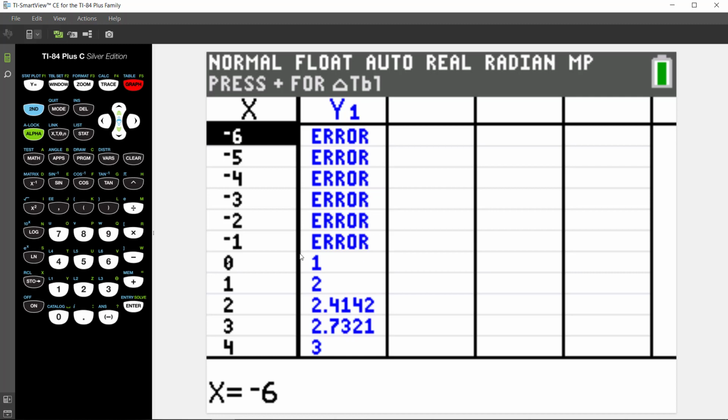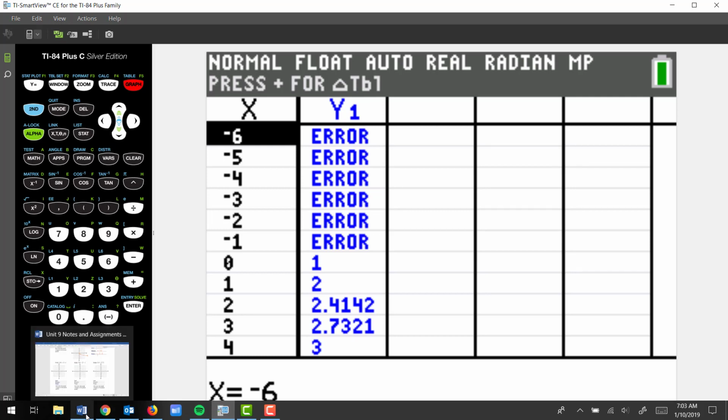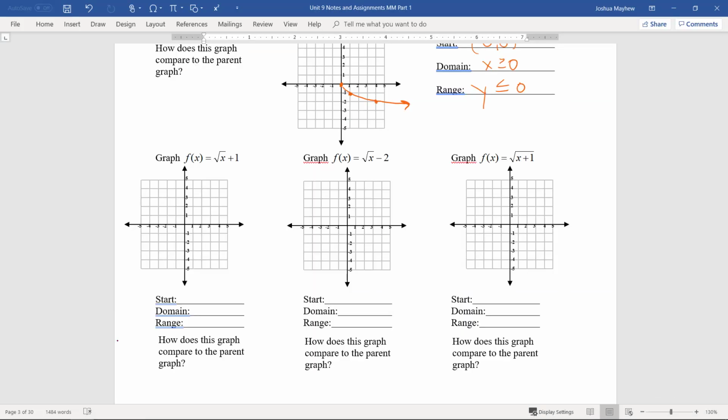So let's get some points. The starting point, that first point there, is (0, 1). Then I have (1, 2) and (4, 3). So let's graph those points. The starting point did go up 1, so it's (0, 1). The domain is all numbers larger than or equal to 0, so x is greater than or equal to 0. And the range is all numbers larger than or equal to 1.